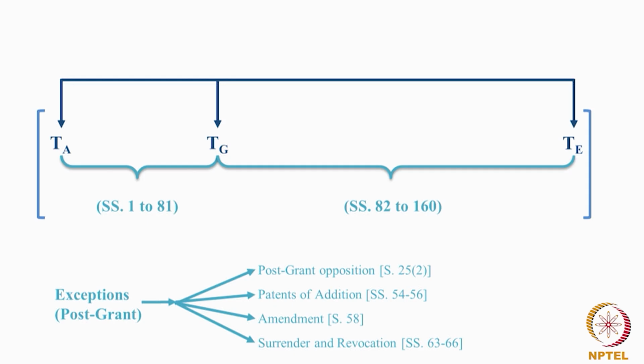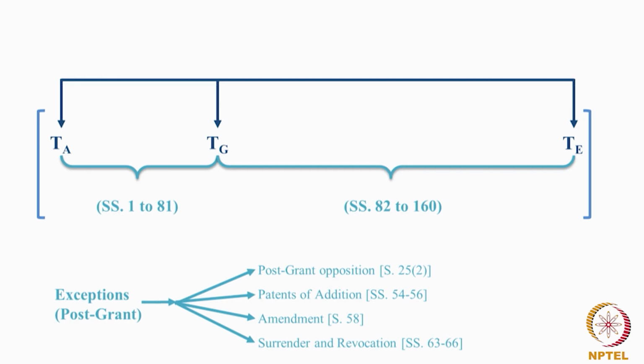Though at the patent office it happens, the time for it occurring is after TG, because for a patent to be opposed under post grant opposition, it has to be granted in the first place. So you find that post grant opposition is an exception in the sense that it's an event that happens after the grant, so it comes after TG.